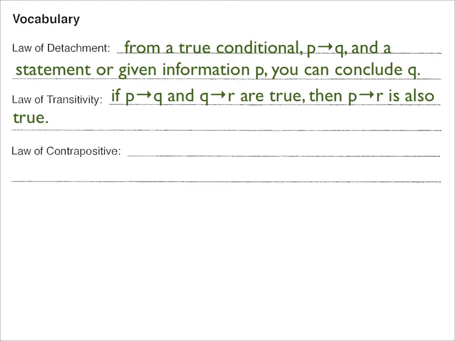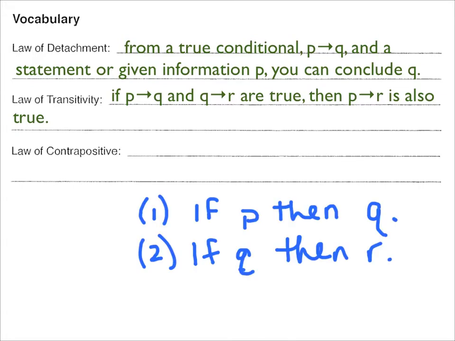You've got two if-then statements now. You've got if P then Q, and if Q then R. Then you can conclude if P then R. Okay, and I'll explain why here in a second. Because if P is Q and Q is R, then it's... So first statement, if P then Q. Second statement, if Q then R.